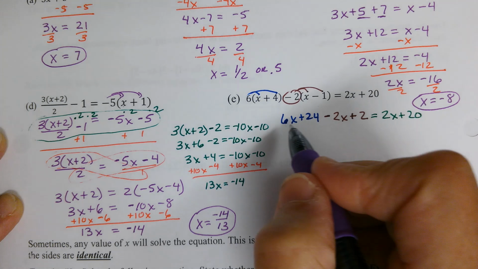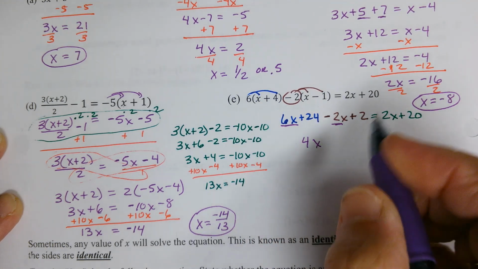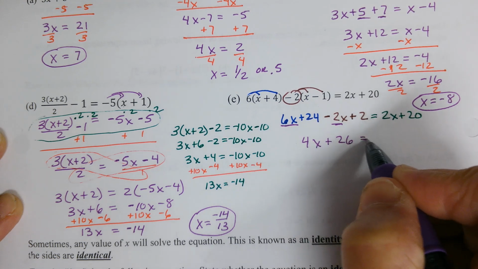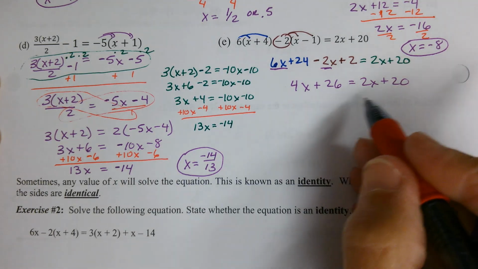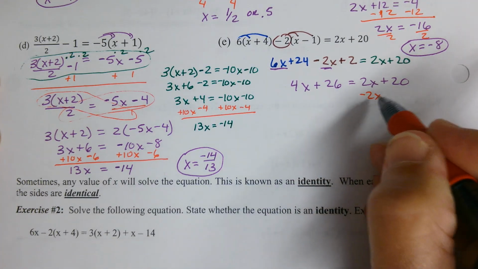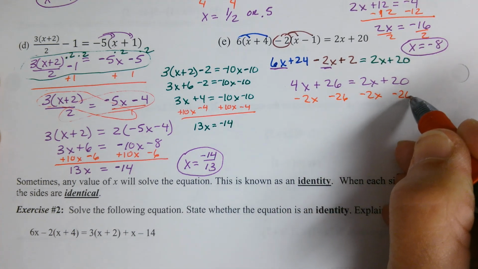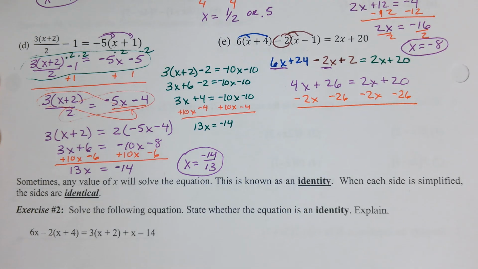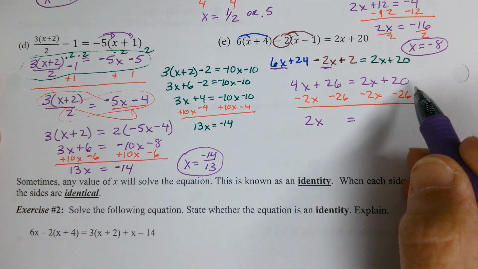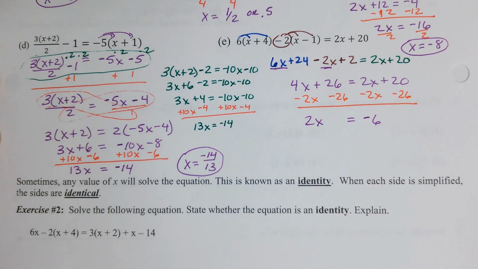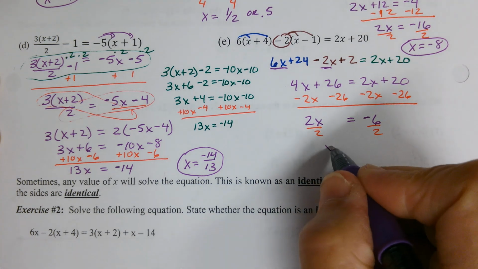Combining like terms, we've got a 6x and a negative 2x. On the left-hand side is 4x. 24 and positive 2 is 26. And now 4x, 2x, let's subtract 2x from both sides. And in the same step I'll bring over the 26 by subtracting 26. 2x is equal to negative 6. Divide by 2. x equals negative 3.